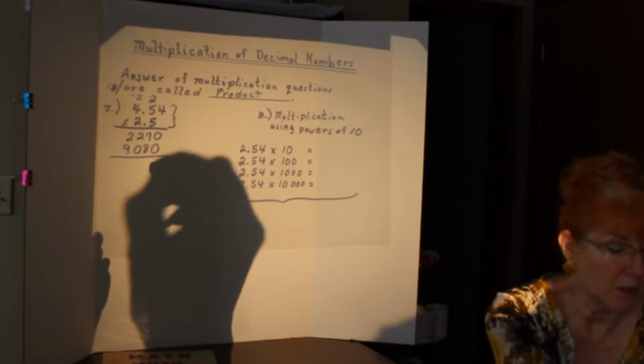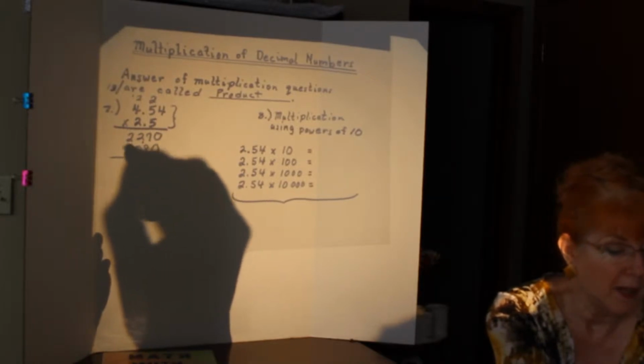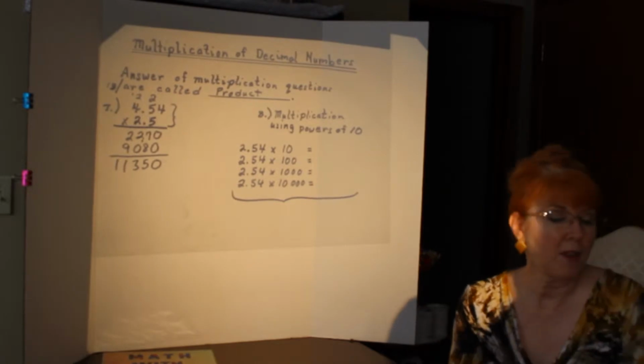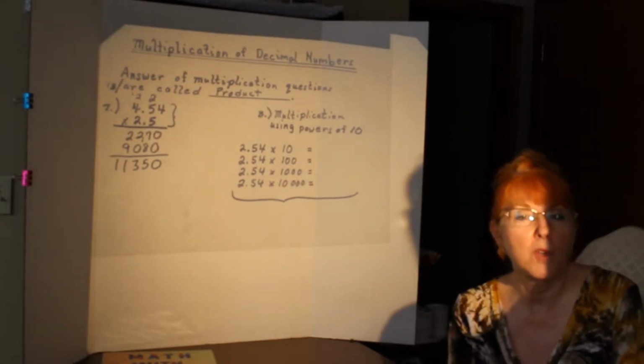0 plus 0 is just going to be 0. 8 and 7 is 15. Carry the 1. 2 and 1 is 3. And 9 and 2 is 11. So I have 11,350. But that would be if it was whole numbers.